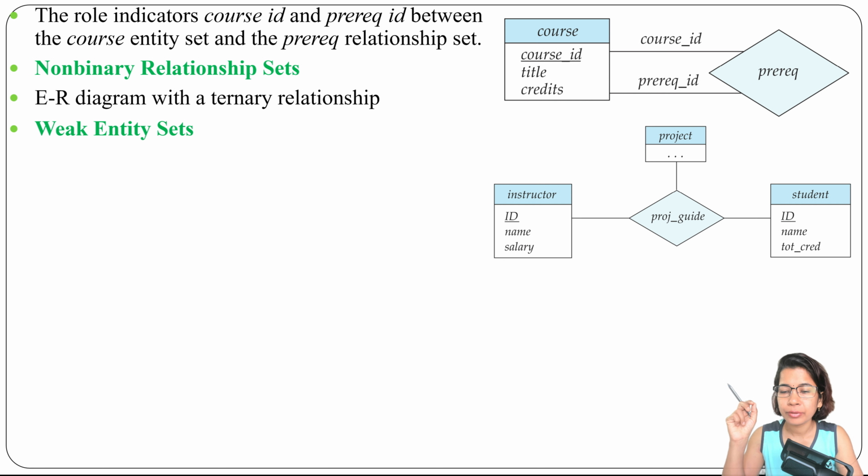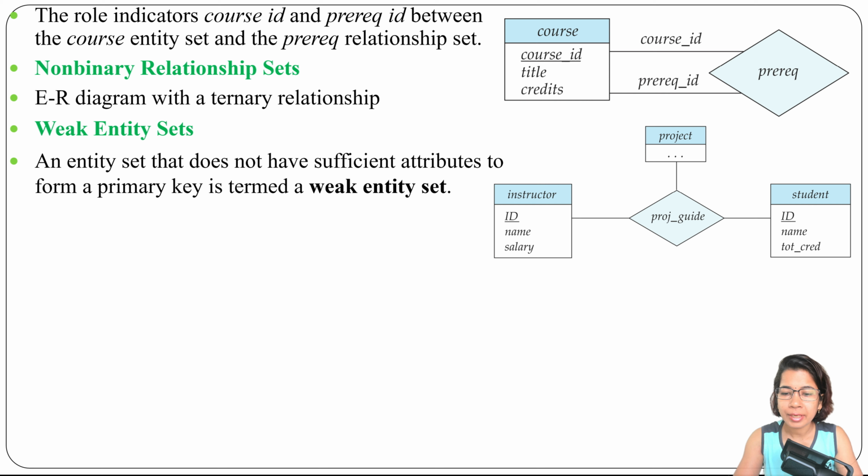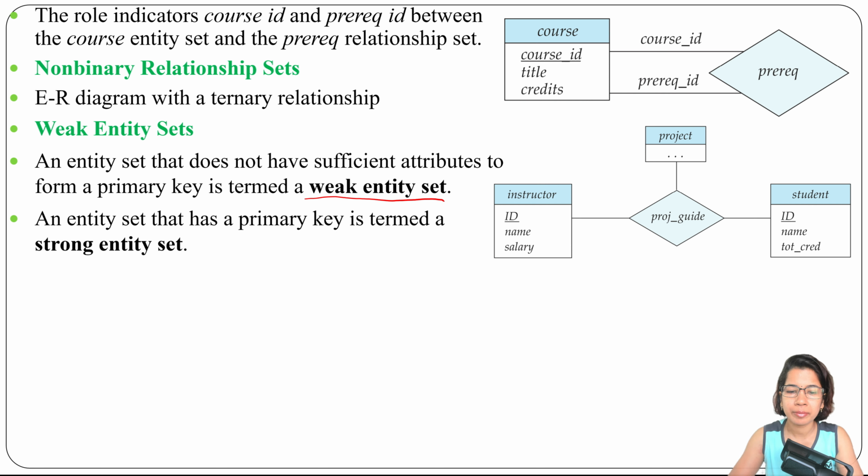The entity set for which we cannot form the primary key is called a weak entity set. So the entity set which doesn't have a primary key is called a weak entity set. What is a primary key? That which uniquely identifies the entity in the entity set is called the primary key. We can say an entity set that doesn't have sufficient attributes to form a primary key is termed a weak entity set. And what is a strong entity set? The entity set which has a primary key is called a strong entity set. It's just the opposite of a weak entity set. A weak entity set doesn't have a primary key, whereas a strong entity set has the primary key.